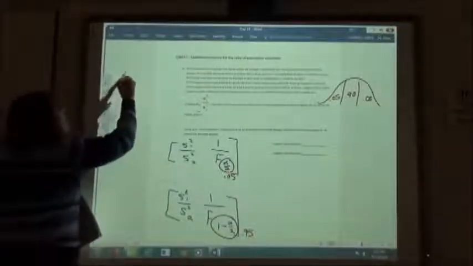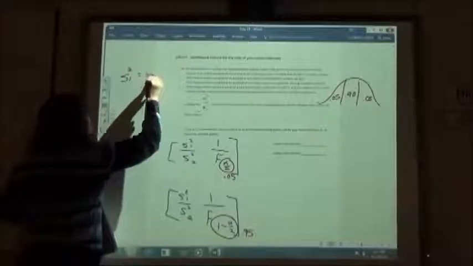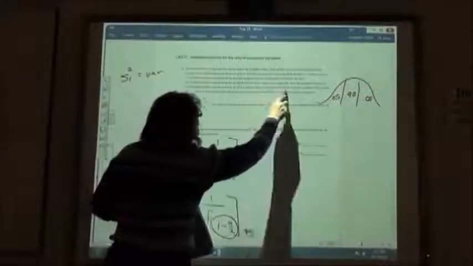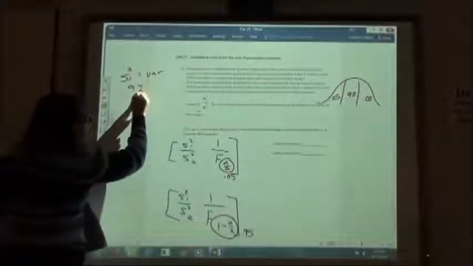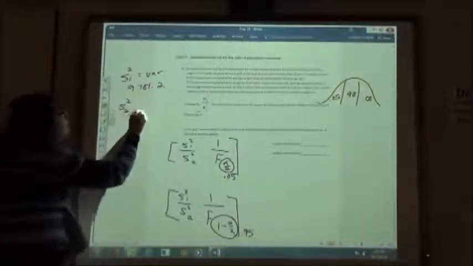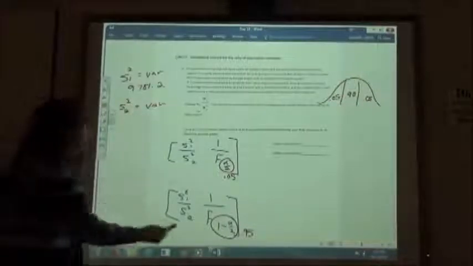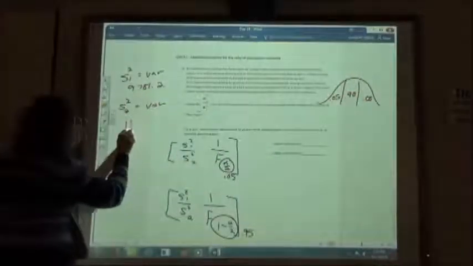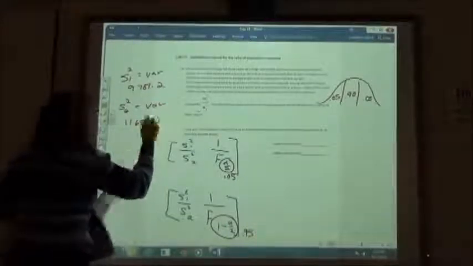So the S squared 1 is actually going to be your variance, because your variance is your sample deviation squared. So it tells me my variance for my first one was 9,781.2. My S squared sub 2, again, since they gave me the variance in this problem, I have 11,685.6. So if they give me the standard deviation, I have to square it, but since they gave me the variance, it's already squared. And so I just get to plug those numbers into my formula.